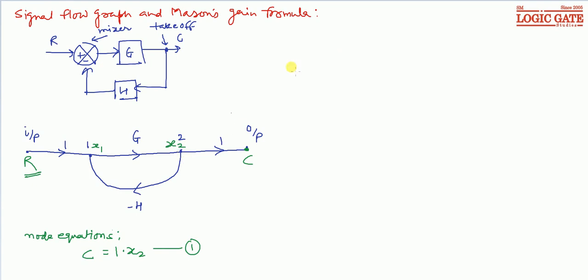For the second node, its variable is x2. Its equation: only one branch is incoming at this node, that is coming from x1 through gain G. So node equation is G x1. This is the second equation. Now node equation for node 1, its variable is x1. So x1 is: one branch is coming from R with gain 1, so 1 R. Another branch is coming from x2 with gain minus H, so it is minus H x2.